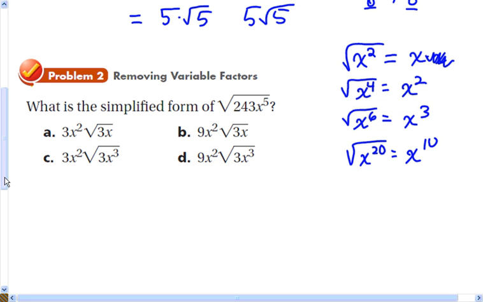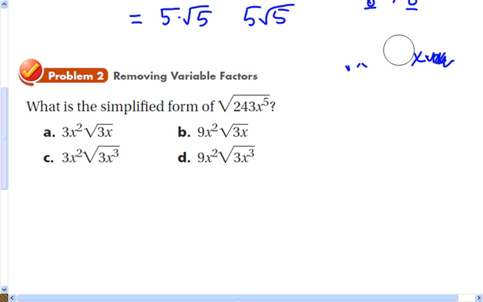So even powers of variables are perfect squares. Now when you get an odd power, there is a perfect square in there, and that's what we're going to do here. So we have the square root of 243x to the fifth. Well, remember, we can use the multiplication property of square roots, and we can break this up into its factors.